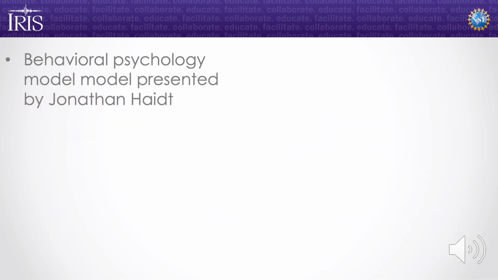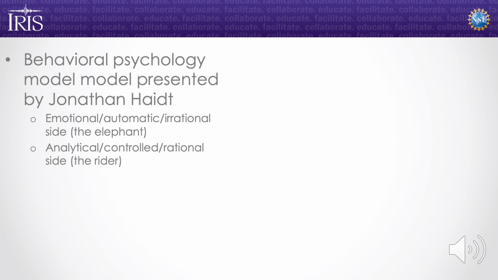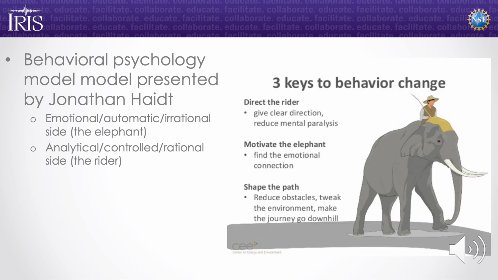I think a way forward with this is looking at behavioral psychology models, in particular, the elephant and the rider. This model basically says that we all have an emotional, automatic, irrational side, which we'll call the elephant. We all also have an analytical, controlled, rational side, which we'll call the rider. As scientists, man, we really love our rider, right? We like to think of ourselves as analytical, as logical, as evidence-based. But even in scientists, the rider is really small when you compare it with the elephant.